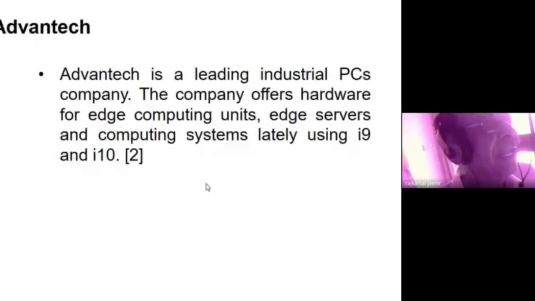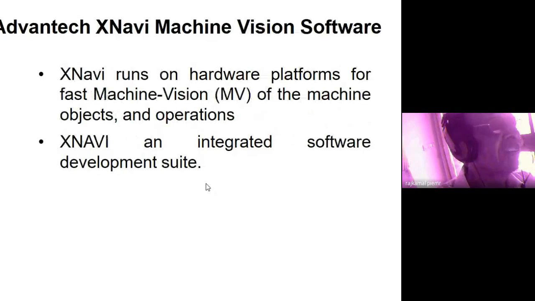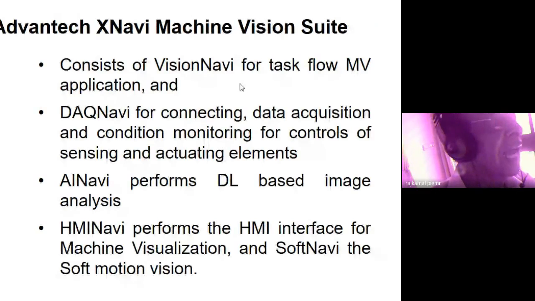Now Advantech is also offering the IEI-DAVV software, that machine vision software for the machine objects and for machine operations for the given hardware platform. IEI-DAVV is an integrated software development suite by the Advantech company. It consists of Vision DAVV for the task flow of the machine vision applications. Task flow means how the different tasks are done in sequence. It consists of a data acquisition unit, which connects the data acquisition unit, condition monitoring unit, and control and sensory unit.